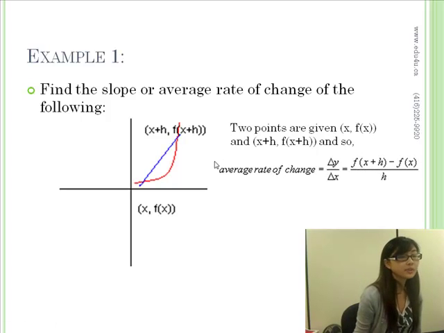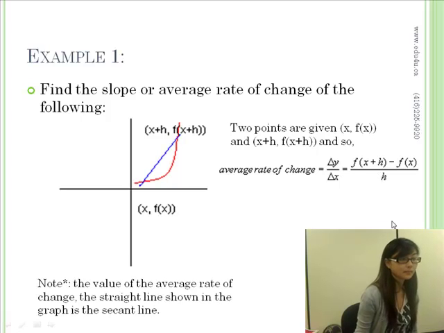The average rate of change will equal delta y divided by delta x, which will equal f of x plus h minus f of x, divided by x plus h minus x. That'll give us h. Note that this blue line on the graph is the secant line, and it shows the average rate of change.